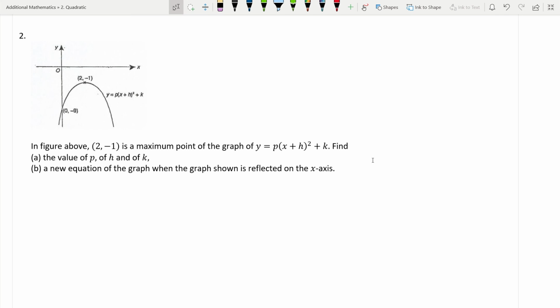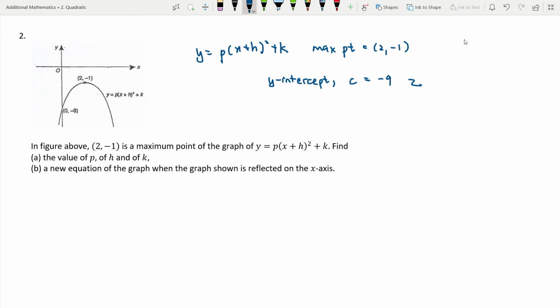Question 2. In the figure above, (2, negative 1) is a maximum point of the graph of y equals p(x plus h) square plus k. The information we have is y equals p(x plus h) square plus k. Maximum point is (2, negative 1). From the diagram, we also get the y-intercept. Y-intercept c is equal to negative 9, and hence the coordinate for the y-intercept is (0, negative 9).